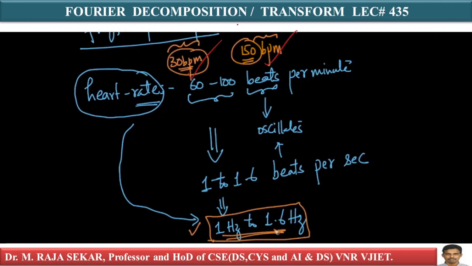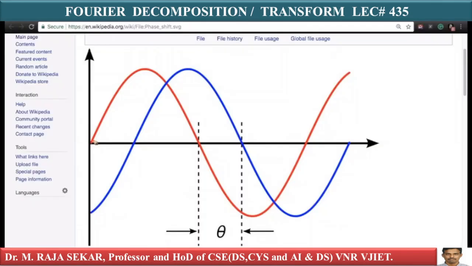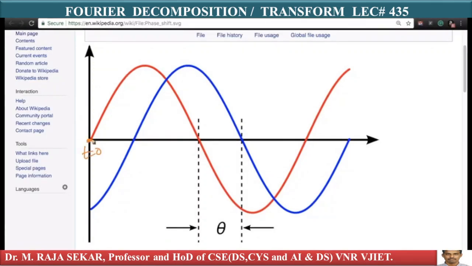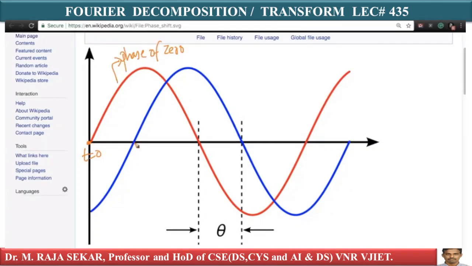So amplitude, time period and frequency are 3 basic concepts of any oscillating sine wave. There is another concept called the phase of a wave. Let's try to understand the phase of a wave again from the Wikipedia article. This is the article for phase shift. If you look at the red line, at time t equal 0, it has got value 0, isn't it? We say that the red sine wave has a phase of 0.